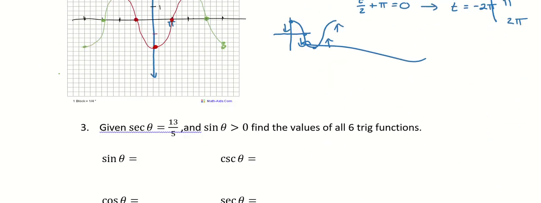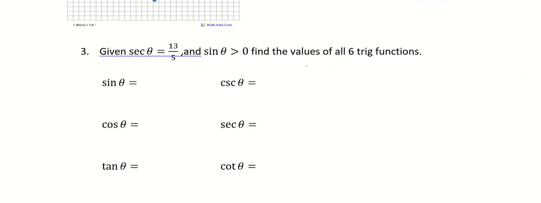Okay. For this, I have secant theta is 13 over 5, and I know that sine is positive. So I'm going to do a little bit of thinking over here. If I know that the sine of theta is positive, then that means I'm in one of 2 places. I'm in quadrant 1 or quadrant 2, something above the x-axis. Okay, so I'm in quadrant 1 or 2.